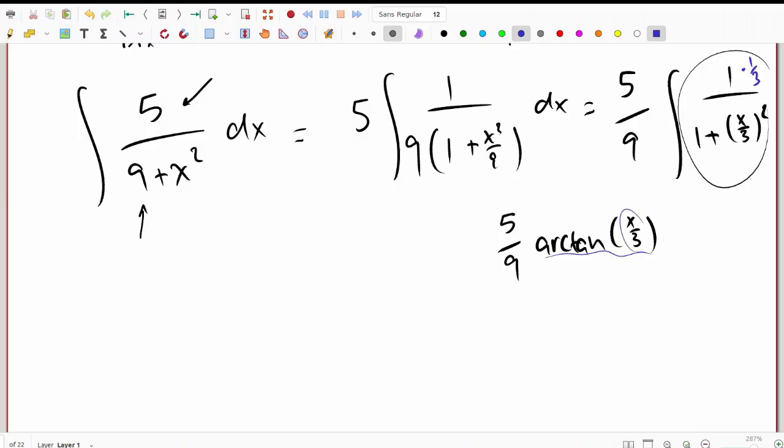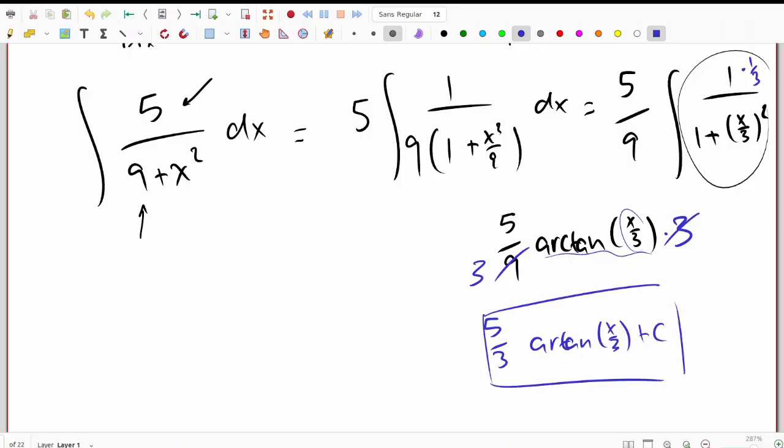So, to compensate for that, we're going to multiply this by 3, or essentially we're going to divide the 1/3 out. So this 3 cancels and simplifies with this 9, so therefore this becomes 5 over 3 arctangent x over 3 plus c, and this is our final answer. Now here is a slightly more rigorous way of doing it, aside from this way, which I consider more intuitive.